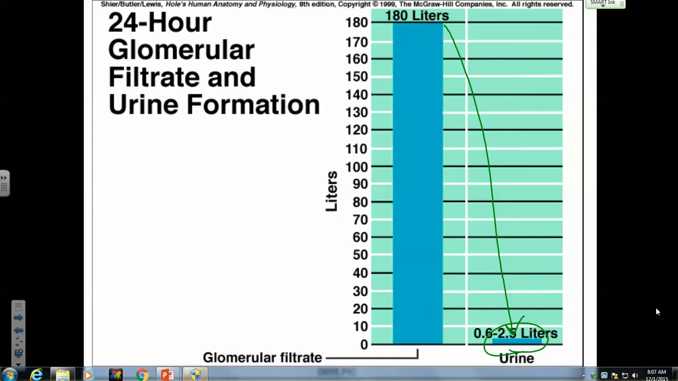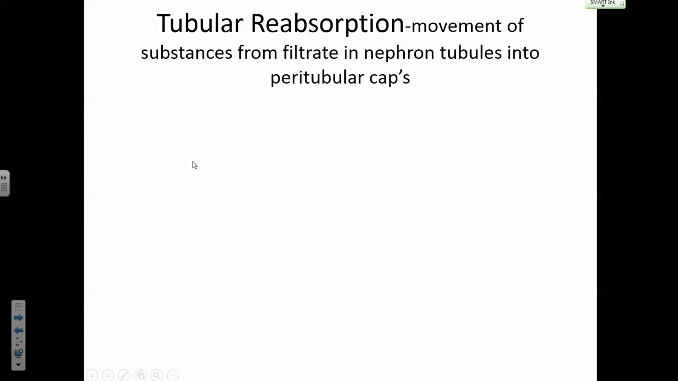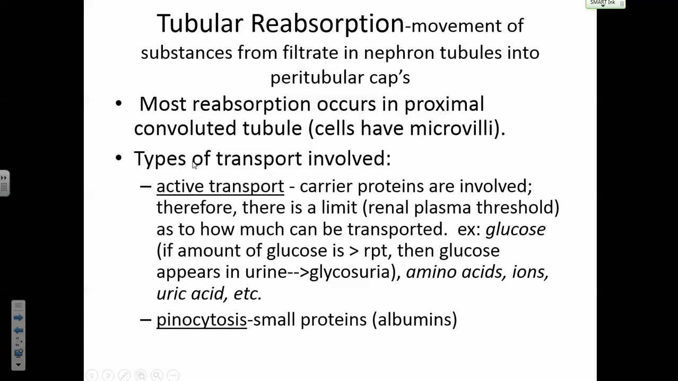So obviously from this chart, it's showing you that a whole lot of things get filtered that you need to still keep. Okay, and you reabsorb those substances through a variety of transport mechanisms, but all of it together is called tubular reabsorption. So this is when substances that are now in the filtrate of the proximal convoluted tubule, distal convoluted tubule, and loop of Henle, while it's in there, things are reabsorbed into the blood of the peritubular capillaries. Most of it occurs early at the proximal convoluted tubule.